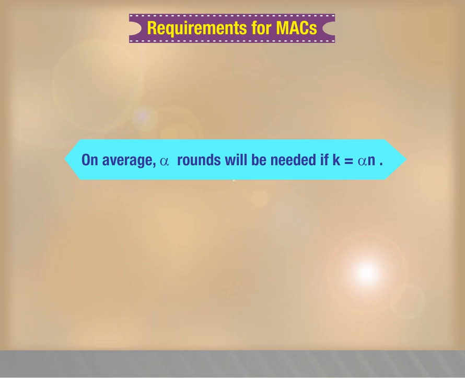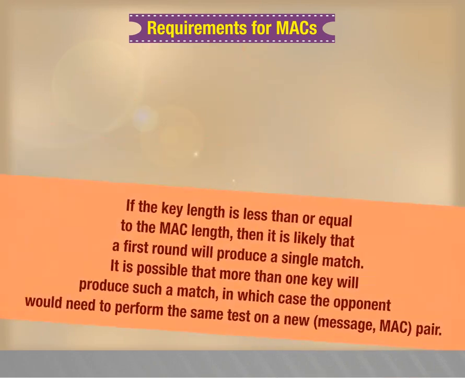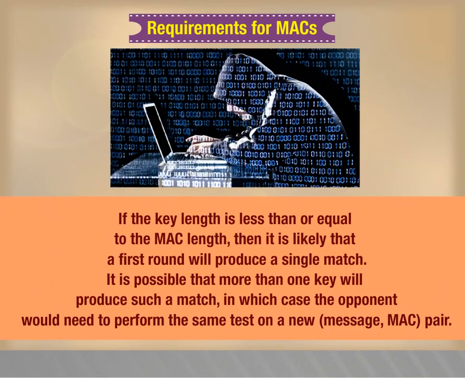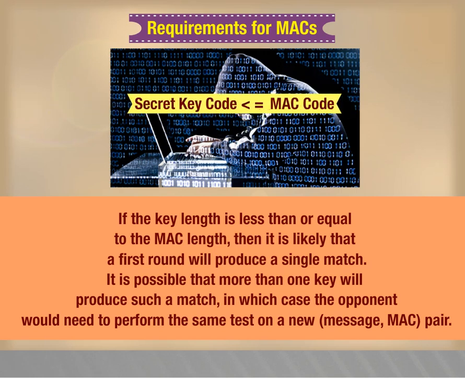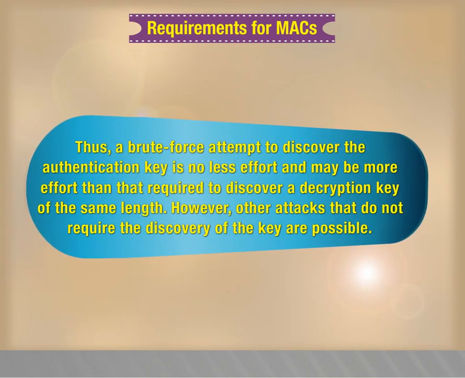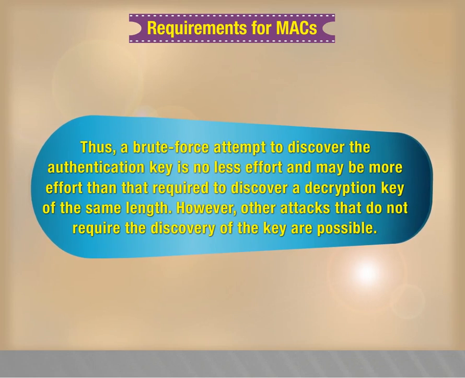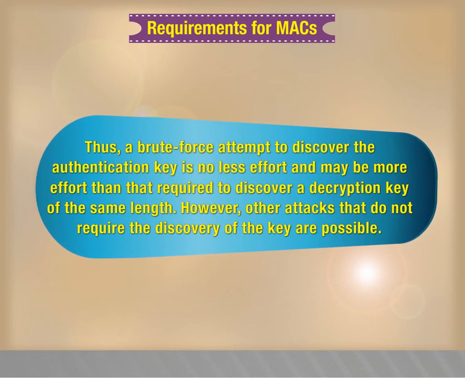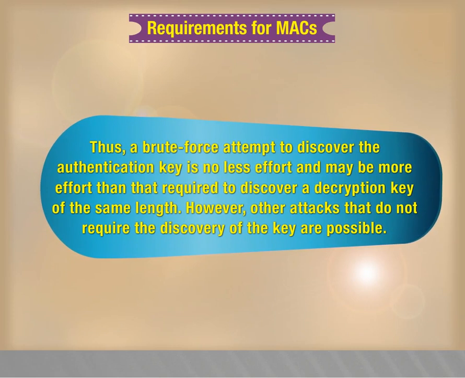On average, alpha rounds will be needed if k is equal to alpha times n. If the key length is less than or equal to the MAC length, then it is likely that a first round will produce a single match. It is possible that more than one key will produce such a match, in which case the opponent would need to perform the same test on a new message-MAC pair. Thus, a brute force attempt to discover the authentication key is no less effort, and maybe more effort, than that required to discover a decryption key of the same length.